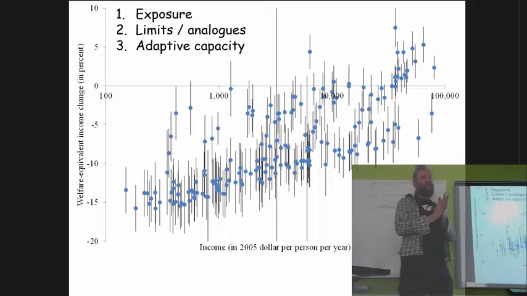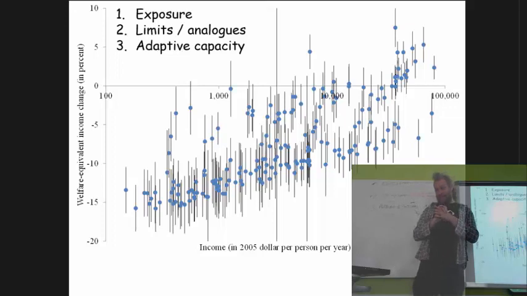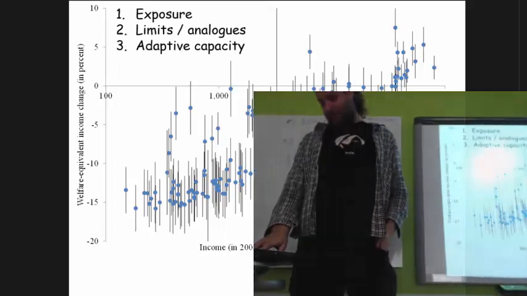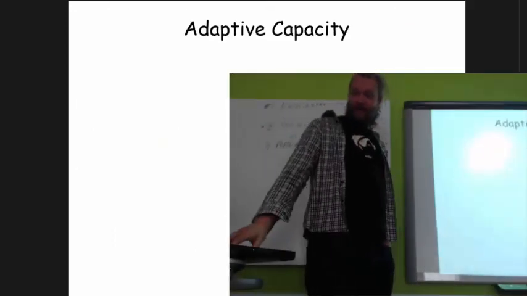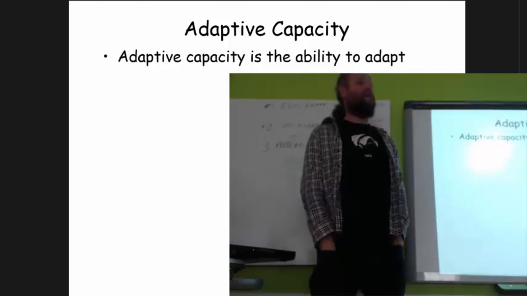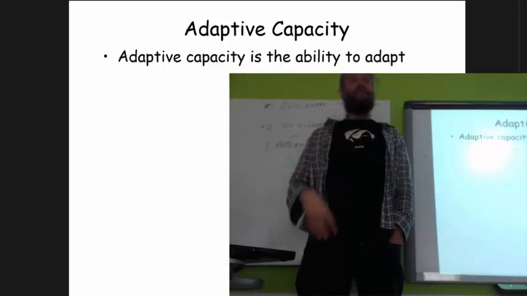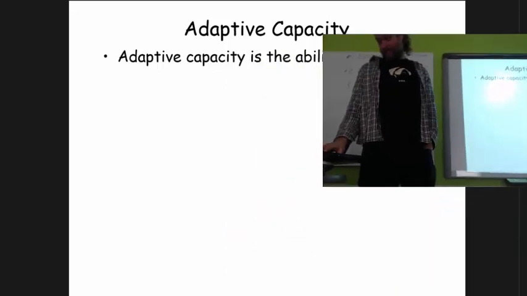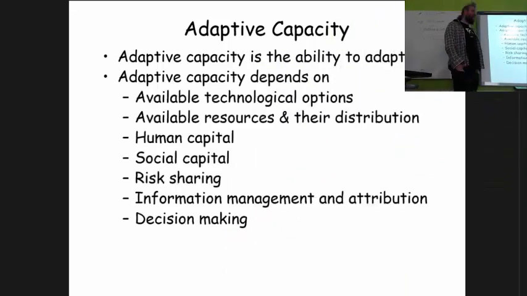And adaptive capacity is lower in poor countries than it is in rich countries. So what do we mean by adaptive capacity? Adaptive capacity is just a different way of saying this is the ability to adapt, not just to climate change, but to any change. And it depends on all sorts of things. Let's just focus on sea level rise.